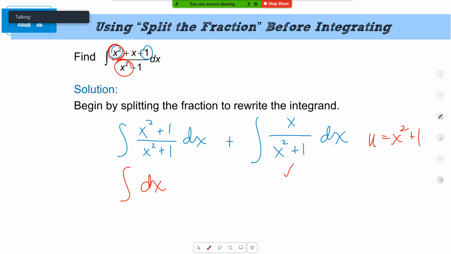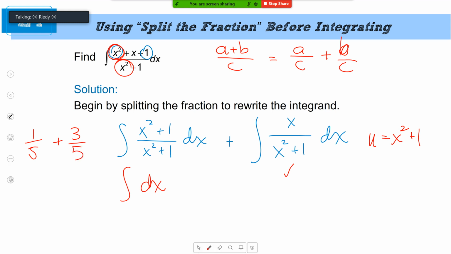Mr. Reedy? Yes? I'm a little confused why you can split up the numerator like that. Are you good with this idea? If I have a plus b over c, are you good with the idea that that's a over c plus b over c? Yeah, definitely. I mean, think of it as the reverse of adding fractions, right? 1/5 plus 3/5. Whoops, I have trouble with numbers, sorry. 1 plus 3 over 5 is equal to 1/5 plus 3/5.